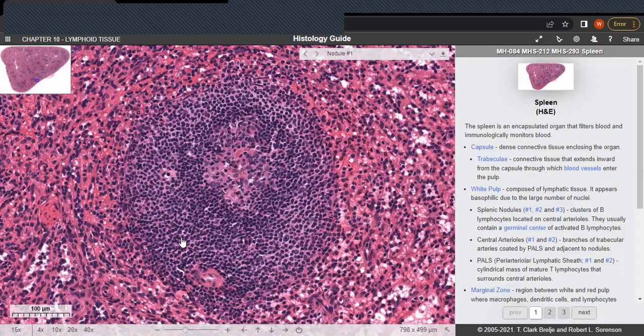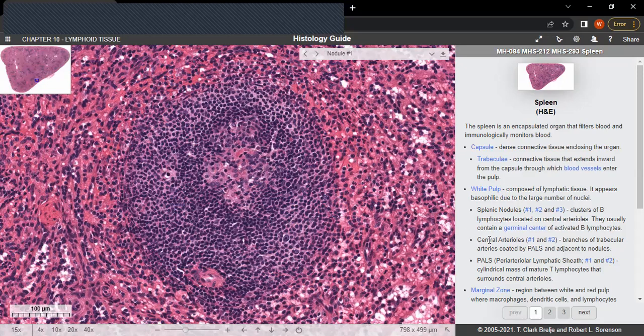Then the mantle zone is composed mainly of B lymphocytes, an aggregation of B lymphocytes. The germinal center is where they are actively dividing, and the mantle zone is where they are like chilling there, waiting for activation. So, what else about the white pulp?